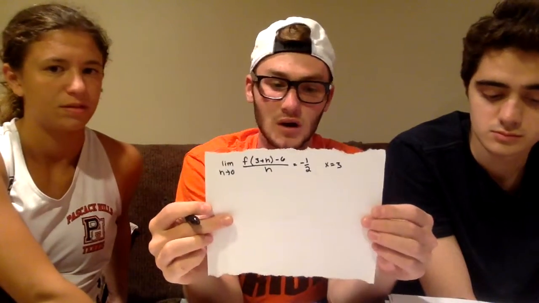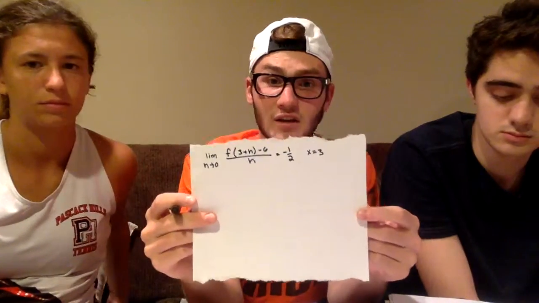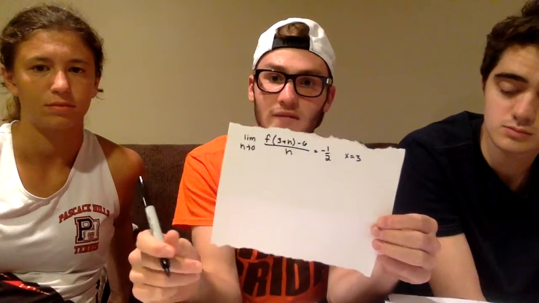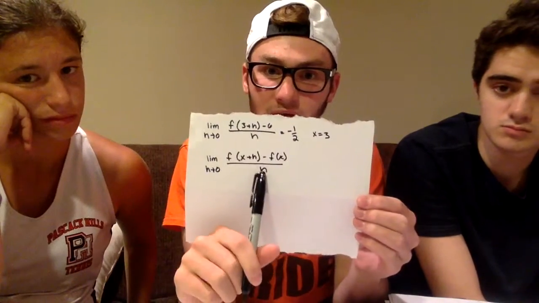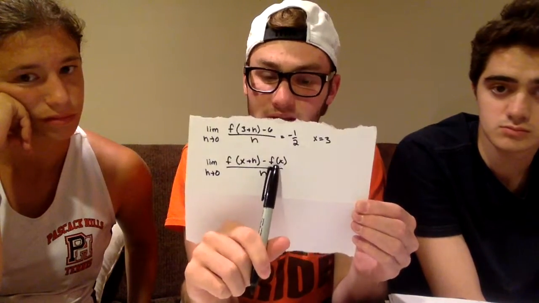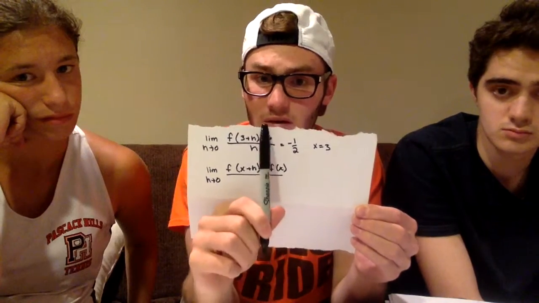So to find the equation of a tangent line, we need three things. We need the x value, the y value, and the slope. So if we go back to our original equation, the limit as h approaches 0, f of x plus h minus f of x over h, we know that this f of x value right here is the same thing as a y value. And up here, it's given as 6. So with that, we know that y equals 6.